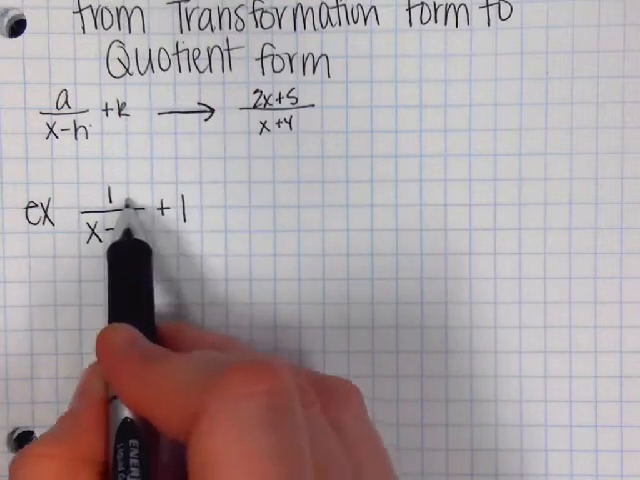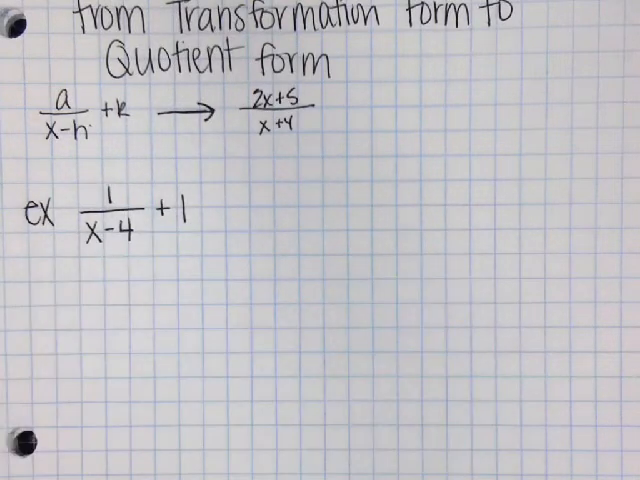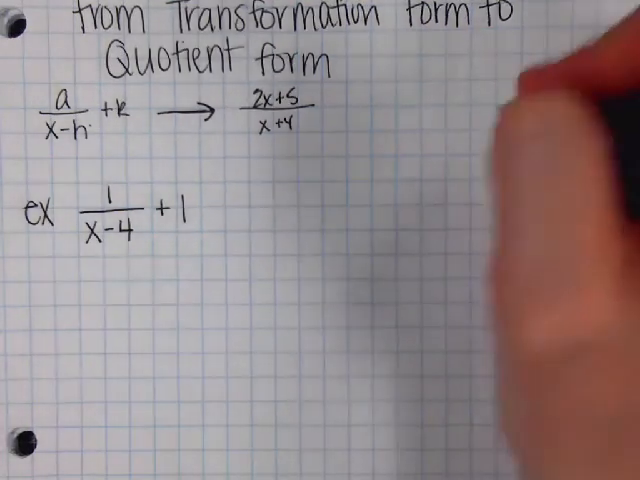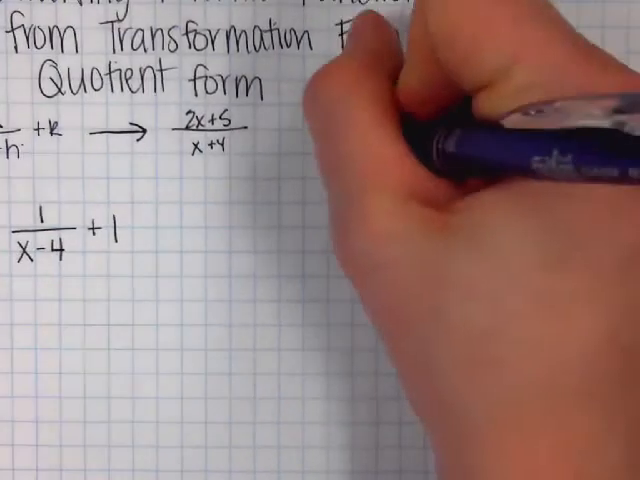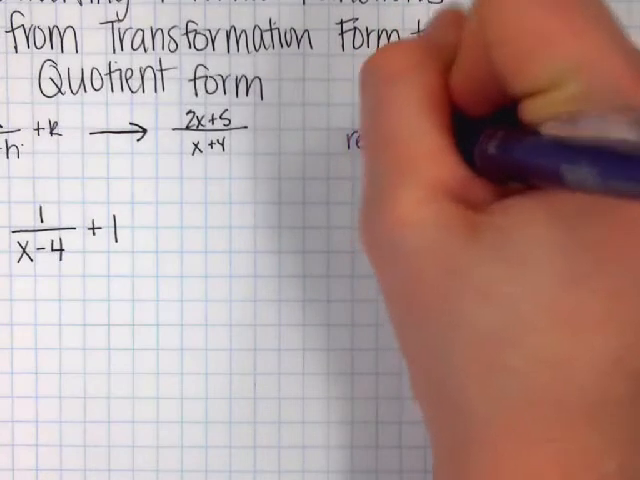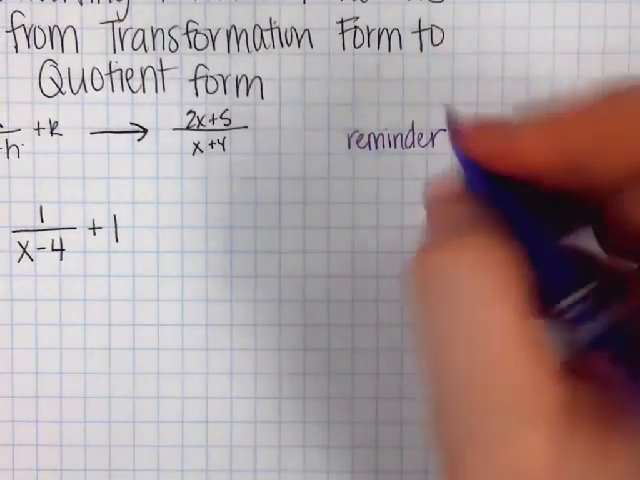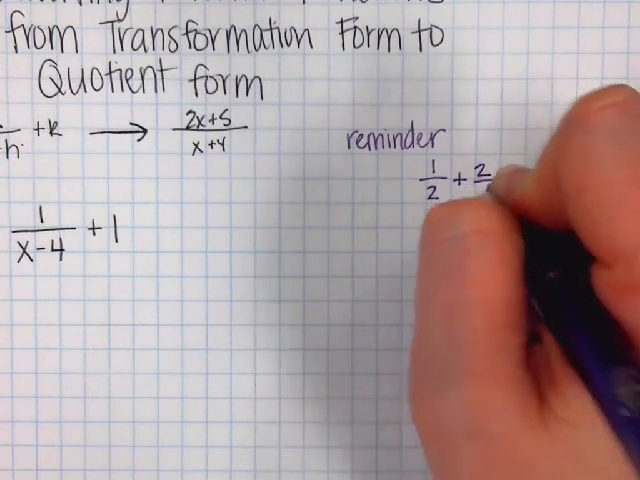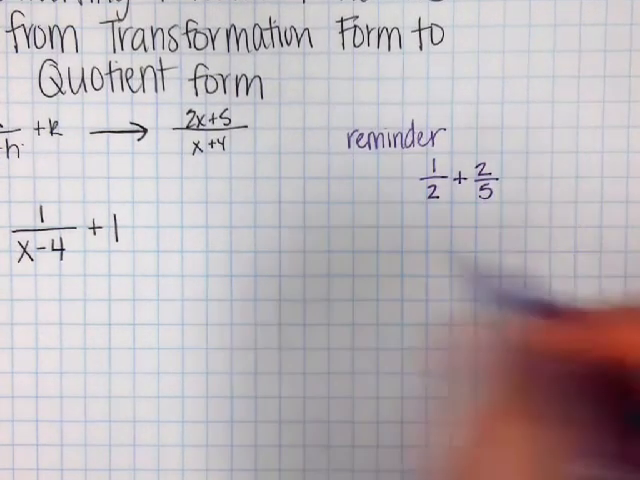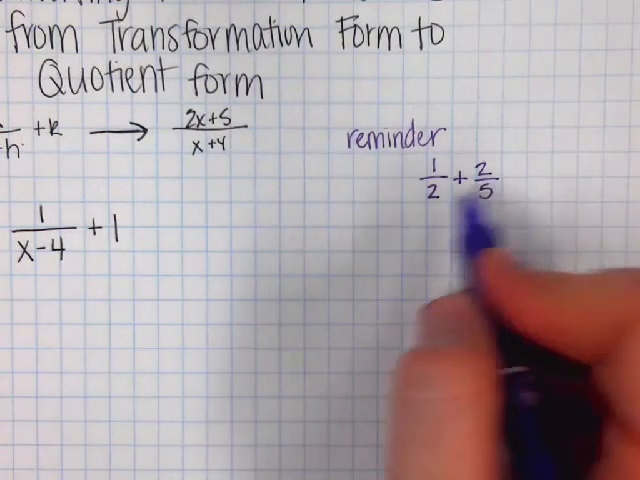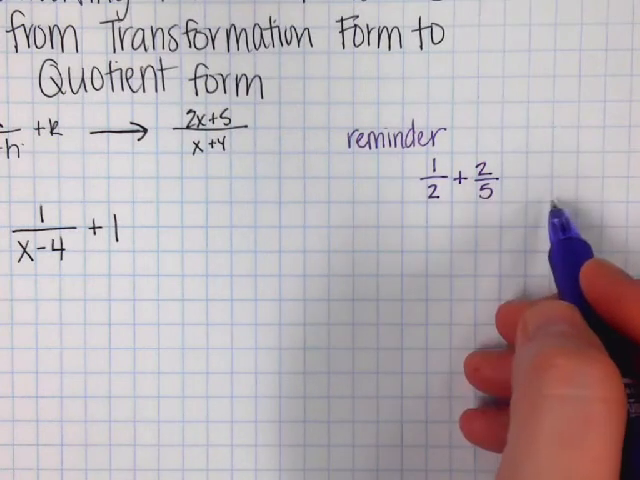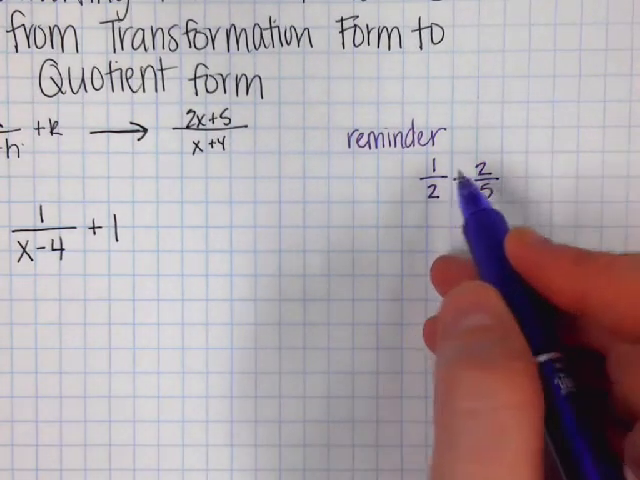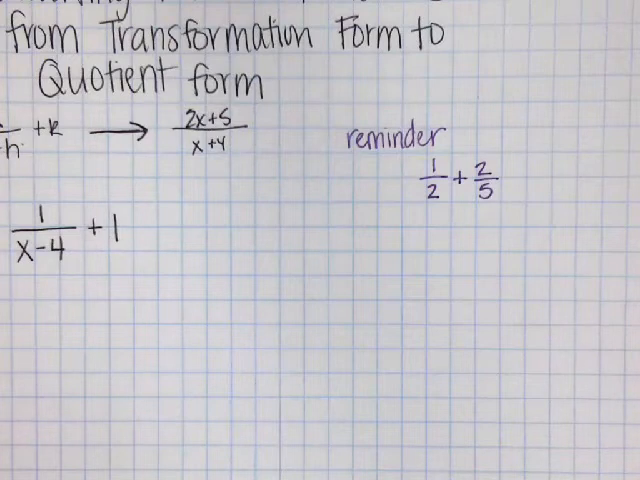I can't just add this 1 here. And I know you guys hate adding and subtracting fractions, so I'm going to remind you of how to add and subtract. Reminder, if I have 1/2 and I add 2/5, I can't just say 1 plus 2 is 3, and I can't say 2 plus 5 is 7. Remember, we have to have a common denominator.